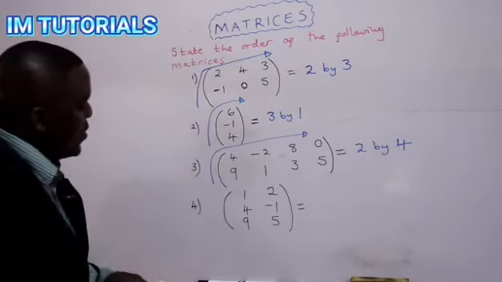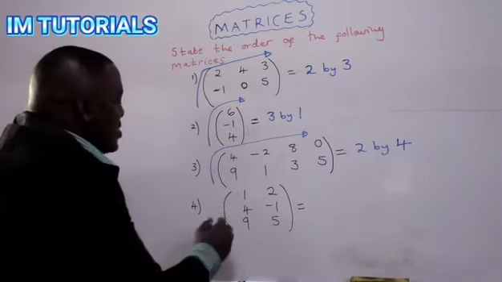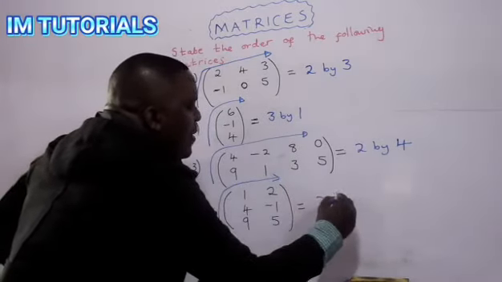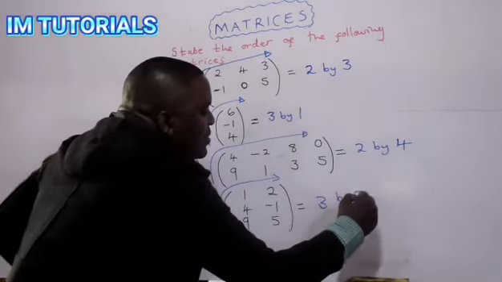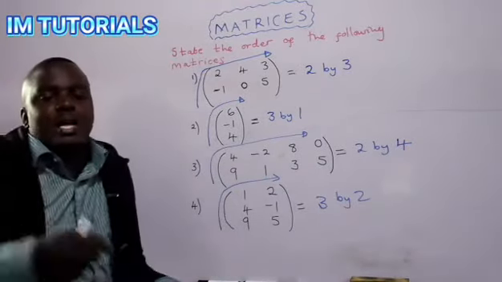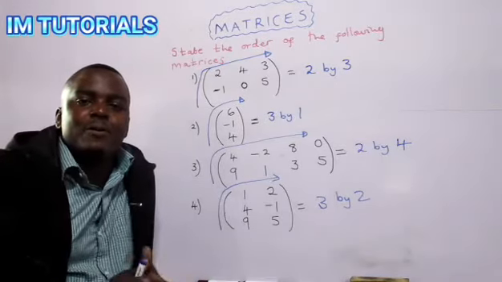Then we move on to number 4. How many numbers do you have upwards? 3 numbers upwards. How many numbers do you have on your right side? 2 numbers on your right side. So this is a 3 by 2 matrix. So this is how you identify the order of a matrix.